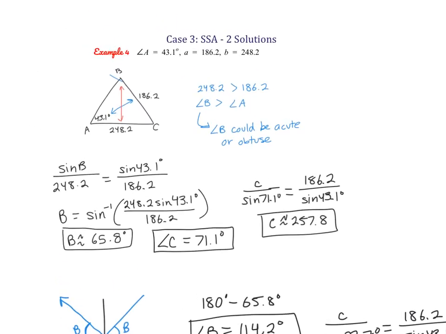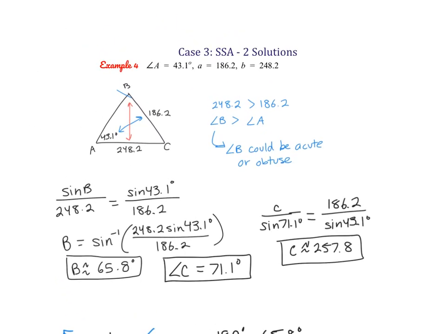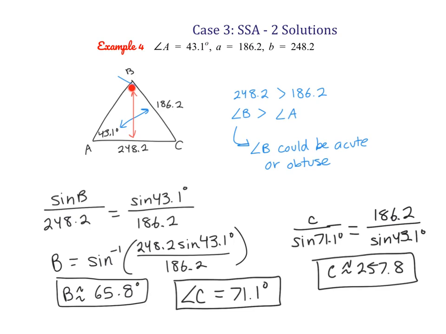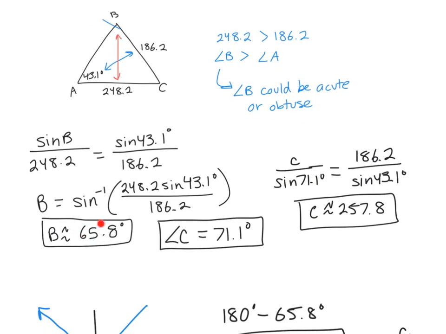So again, just to recap how we knew that this was a two-solution problem, when we looked at the possibilities for angle B, we know that angle B is larger than angle A due to the inequality of their given opposite sides. So that means that angle B could be acute, because there are angles that are larger than 43.1 that are still acute, but it also could be obtuse. So your calculator can only give you the acute answer.